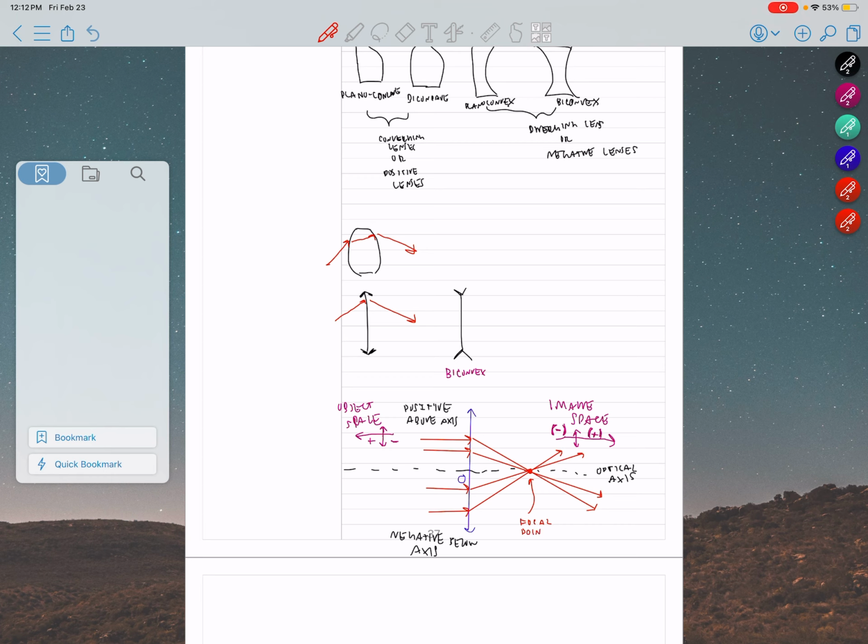And the distance from the lens to the focal point is called the focal length. So the distance from the lens to the focal point, this is the focal length.